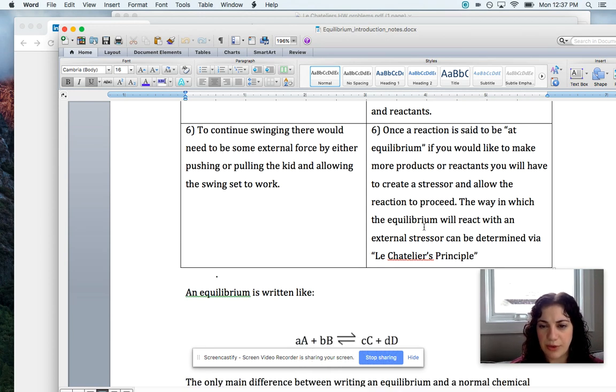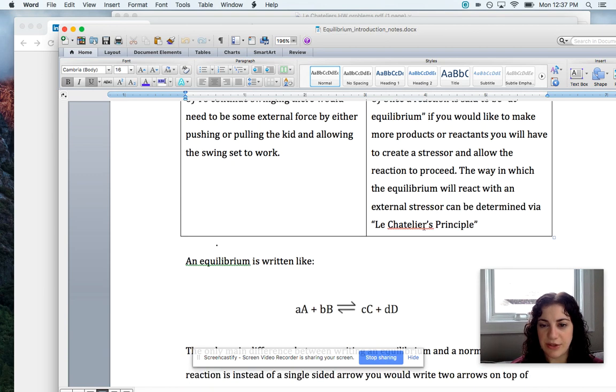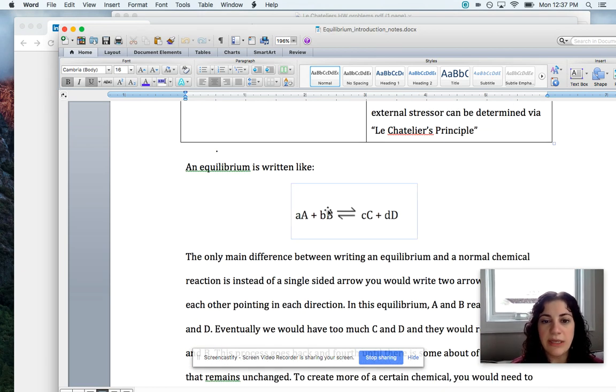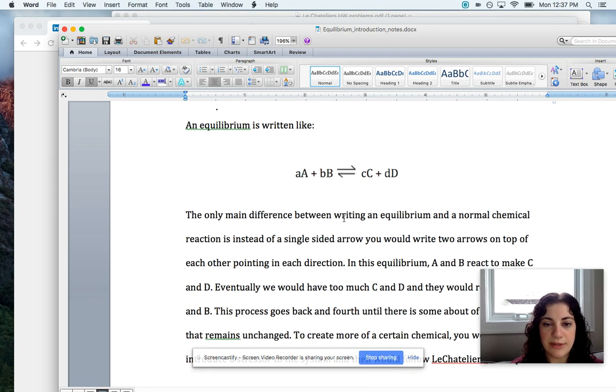The way in which the equilibrium will react with an external stressor can be determined by Le Chatelier's principle. Okay, now we're getting into Le Chatelier's principle. Here's what an equation would look like. See this double arrow? That means it can go in forward and reverse, right? And it is going in both directions.